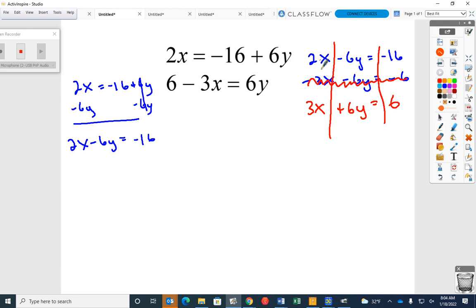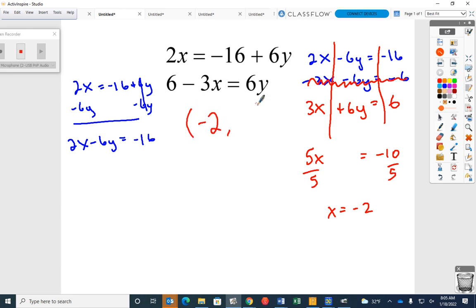Can I combine this 2x and 3x? Yes. What does that give me? 5x. What happens to these? They're eliminated, right? Okay. And what is negative 16 plus 6? Negative 10. Can I solve for my x now? Yes. Divide each side by 5. Very good. And what does x equal? Negative 2.